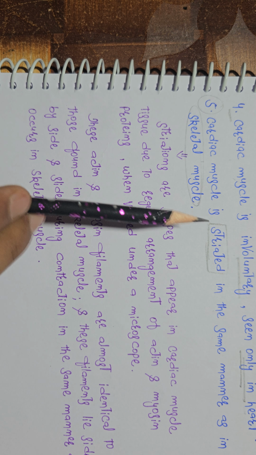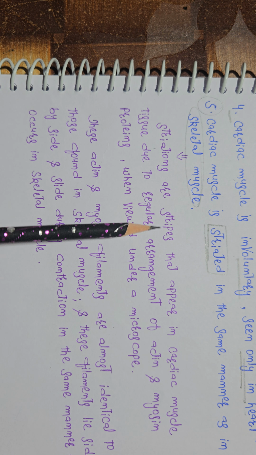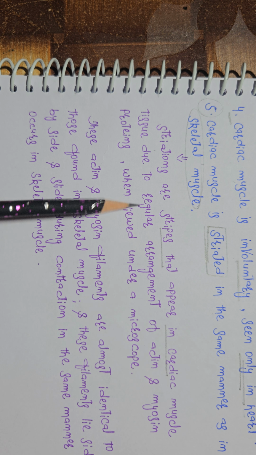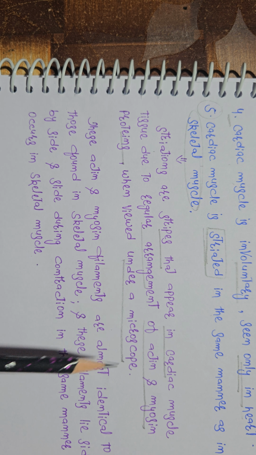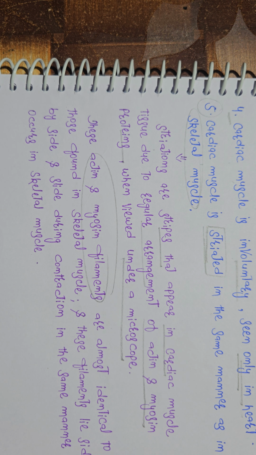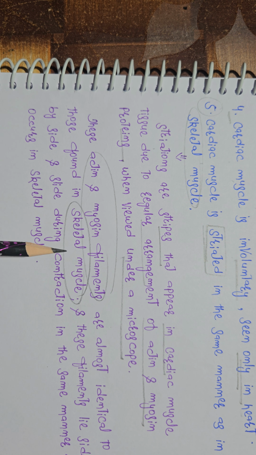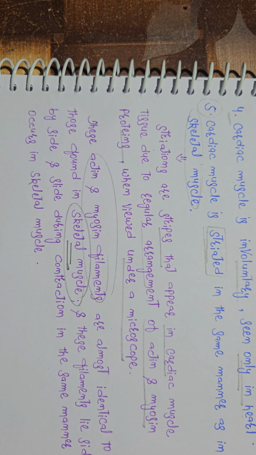Clearly, the theory part in striated cardiac muscle is that striations or stripes appear in the cardiac muscle tissue due to the regular arrangement of the actin and myosin proteins when viewed under the microscope. These actin and myosin filaments are also found in a similar pattern in skeletal muscle, so skeletal muscle is also striated. So these are the anatomical features.